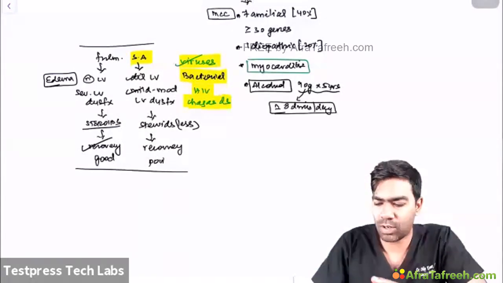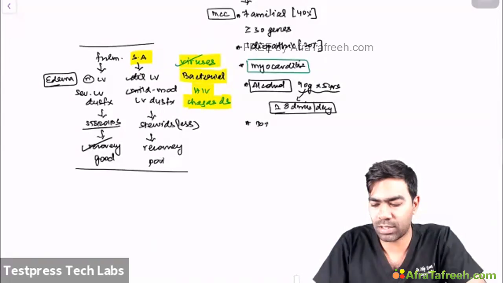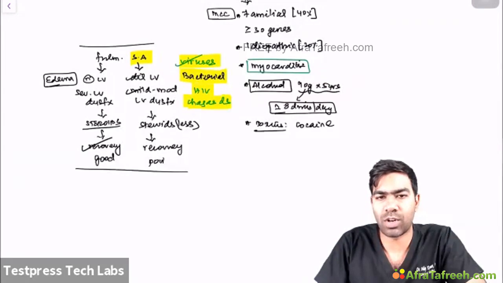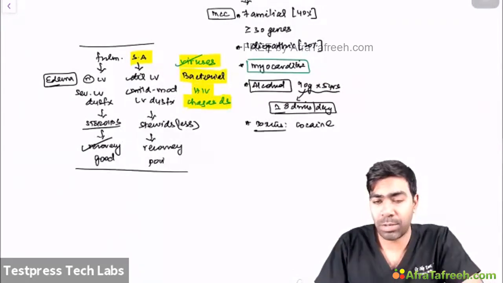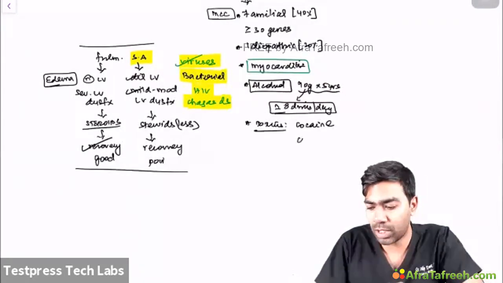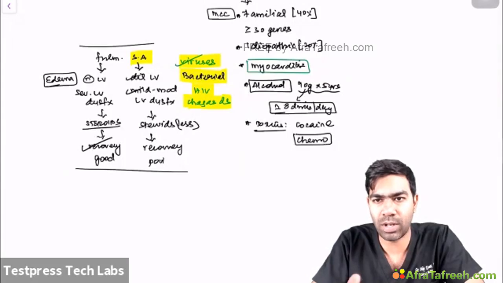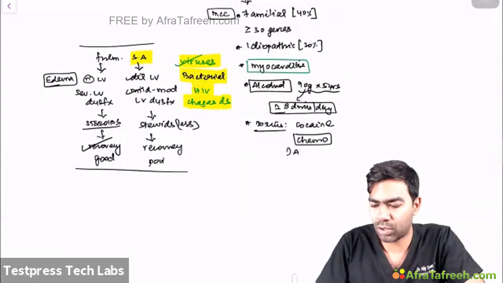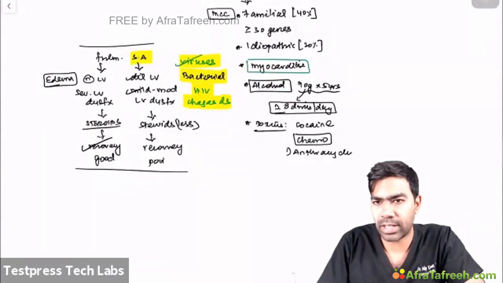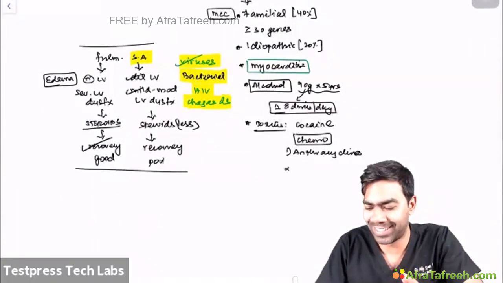Apart from alcohol, it can be caused by other toxins like cocaine also. Cocaine used for a long run can also result in cardiomyopathy, and so can a lot of chemotherapeutic drugs. This is very important for exams. So what are the chemotherapy drugs that can cause cardiomyopathy? 2 drugs I'm expecting. A third, if you don't tell, it's fine. 2 drugs I'll be expecting. One is, of course, yes, doxorubicin, that is the anthracycline drugs. Second one, very good, trastuzumab.